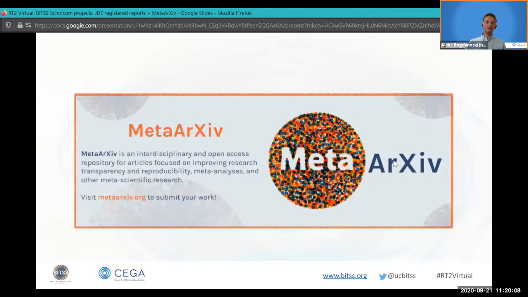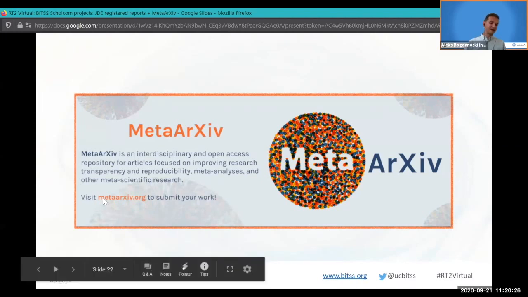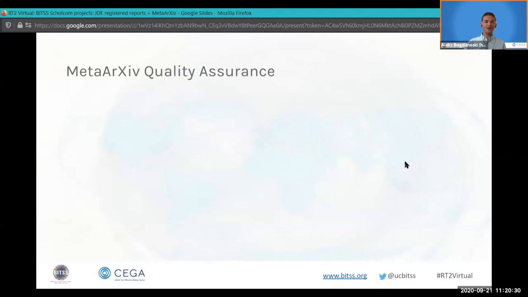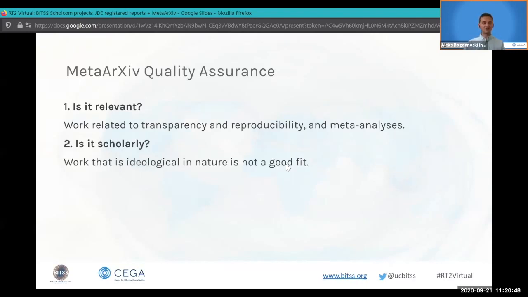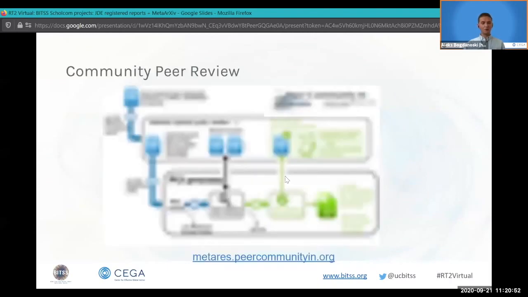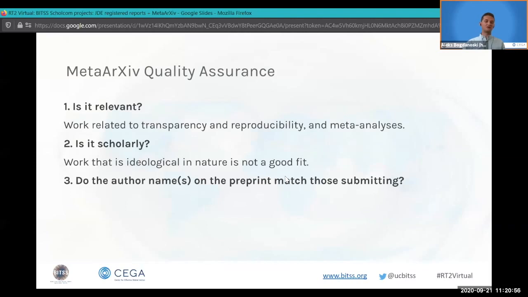So if you're doing work on research transparency and reproducibility or meta-analysis, BITSS runs its own preprint service called MetaArchive, and you can access it on metaarchive.org. If you're interested in submitting your work, we have a somewhat light touch review process. So we just ask whether it's relevant. Does it fall within the topical scope of transparency, reproducibility, and meta-analysis? It is scholarly, so as long as it's not ideological in nature, it is a good fit. And then whether your name as an author and a submitter match.